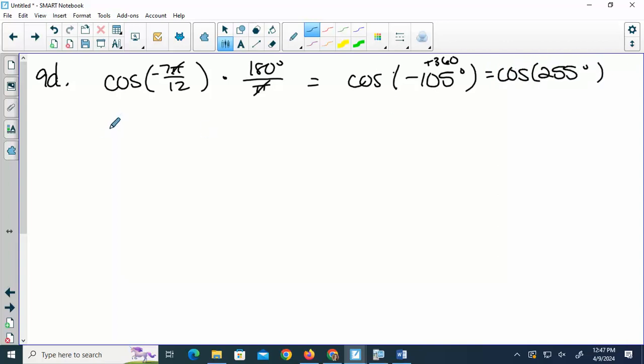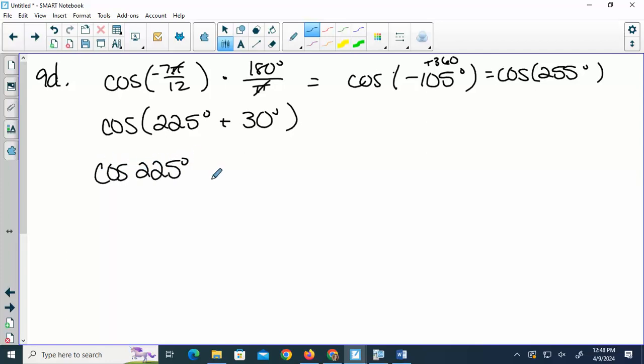Okay, I need two angles that add or subtract to 255. So the cosine formula is cosine of the first, cosine of the second, minus sine of the first, sine of the second.